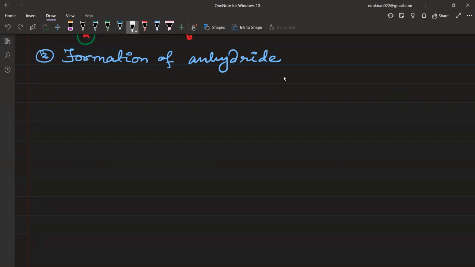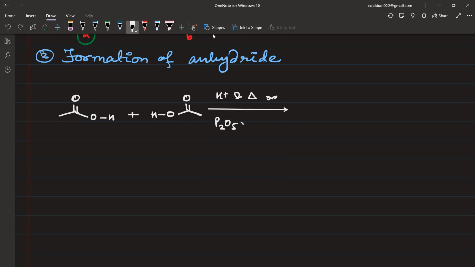So if you have a carboxylic acid such as ethanoic acid and another mole of ethanoic acid, they are going to react with each other in the presence of H plus and heat, or P2O5 and heat, and a water molecule is liberated. And once the water molecule is liberated, what do we have? This oxygen and this carbon form a bond. So you will have oxygen followed by another. This is the carbonyl carbon. This oxygen here attaches to this carbon atom here.